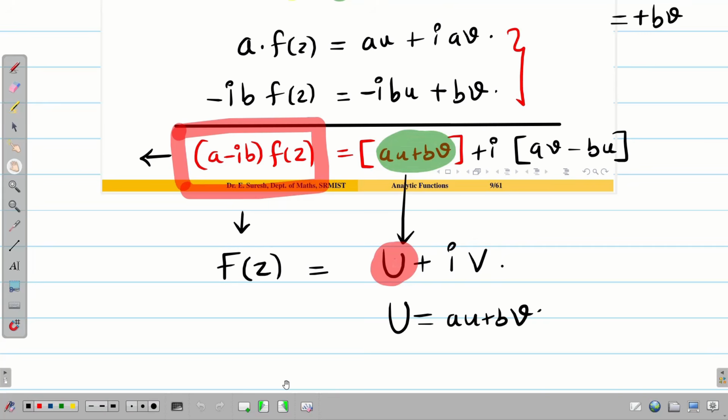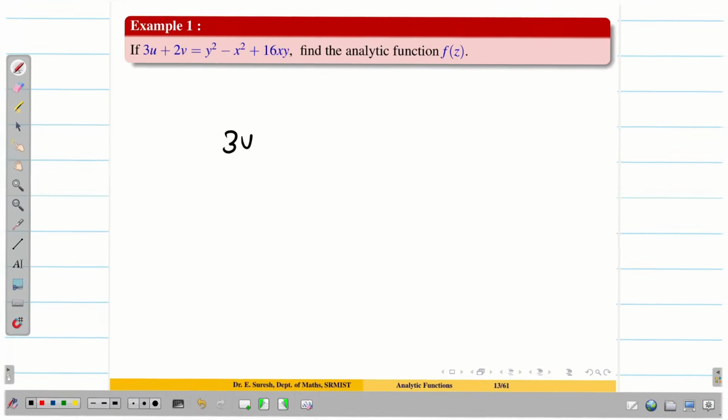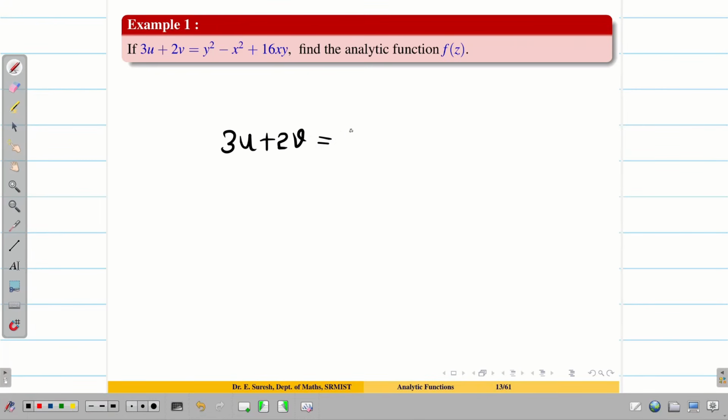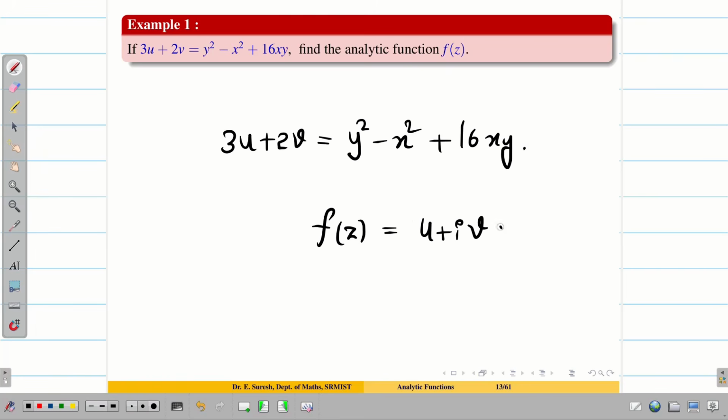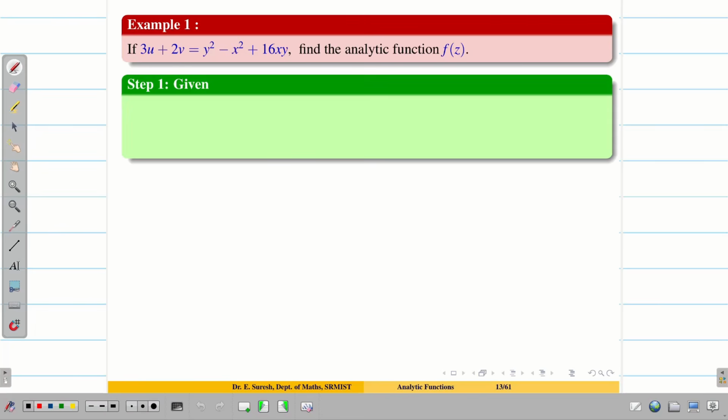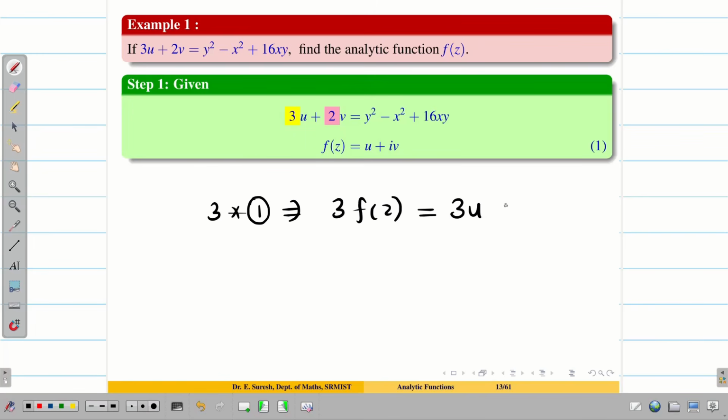Let us solve a simple problem. Given 3u plus 2v is equal to y square minus x square plus 16xy, I want to find the analytic function f of z is equal to u plus iv. So step 1, write the given question and we write f of z is equal to u plus iv. Now the coefficient is very important. So multiply 3 with equation 1. We get 3 into f of z is equal to 3u plus i into 3v.